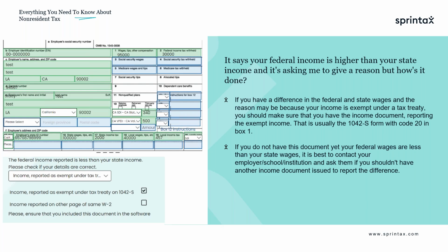But if you don't have a 1042-S and your federal wages are still less than your state wages and you're not too sure why, it would be best to contact your payer of your income, so whether that's your employer, your school, or your institution, to ask them if you should have another income document, or if not, why or what is the cause for the difference.